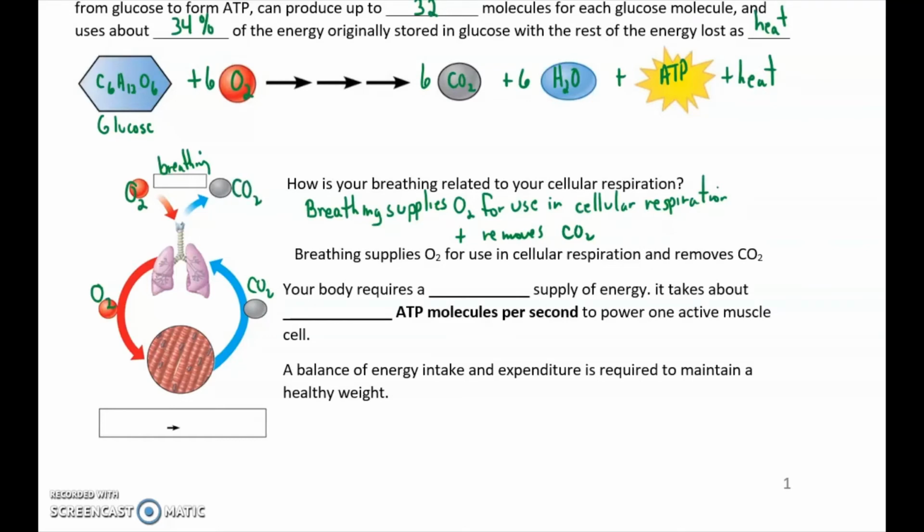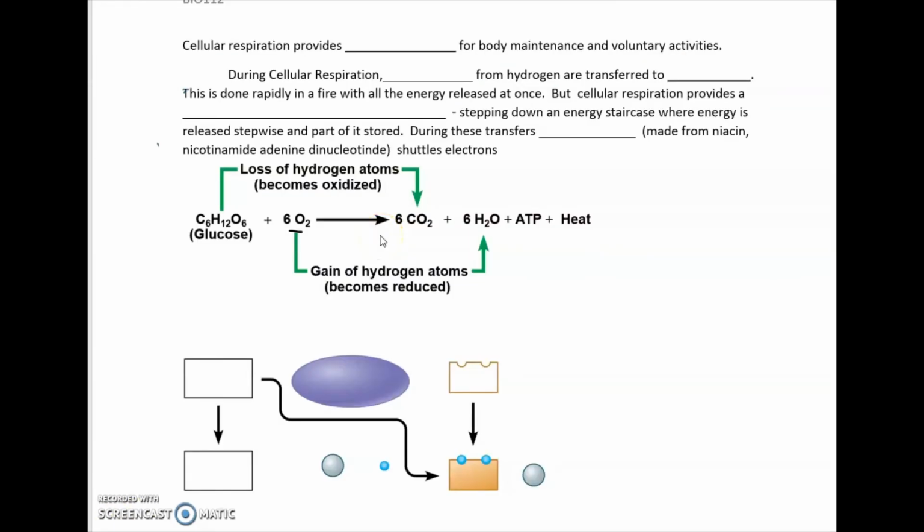So your body requires a continuous supply of energy. It takes about 10 million ATP molecules per second to power one active muscle cell. So that takes a lot of ATP. The balance of energy intake and expenditure is required to maintain a healthy weight. Cellular respiration provides the energy for bodily maintenance and for voluntary activities.